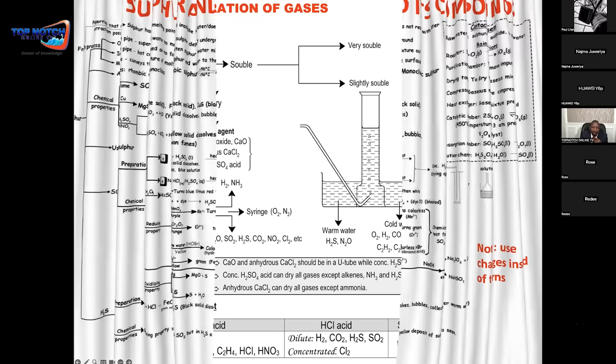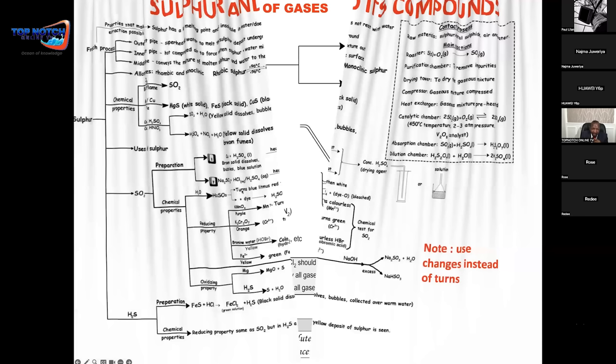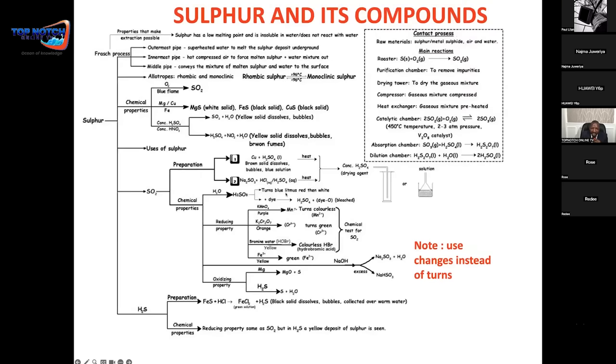Then you go to the sulfur dioxide again, chemical properties. With water it forms sulfuric 4 acid, which will change blue litmus to red and then white. If it is this one plus dye, you are going to get sulfuric 6 acid, which bleaches the dye. Then the reducing property of sulfur dioxide: with potassium manganate 7, which is purple, it changes to colorless. Why? Because manganese 7 is reduced to manganese 2. The dichromate 6 changes from orange to green. Why? Because the chromium 6 changes to chromium 3, which is green. Then bromine water changes to colorless hydrobromic acid. Iron 3, which is yellow, changes to green iron 2.